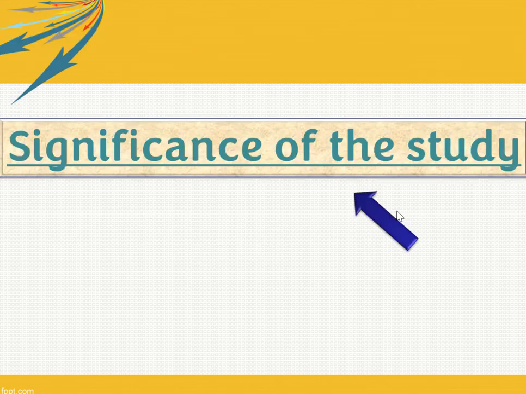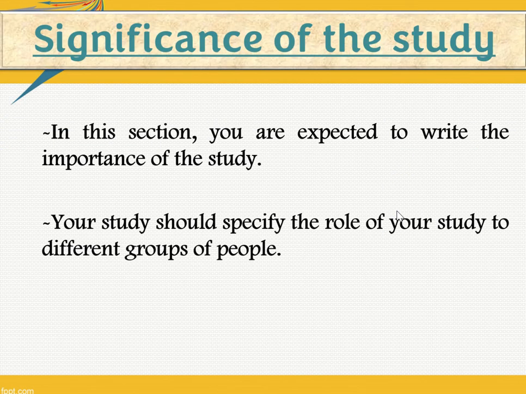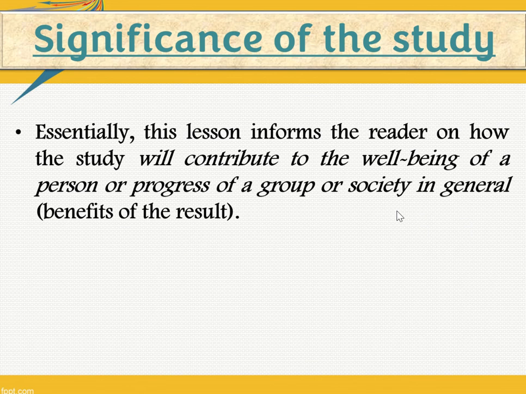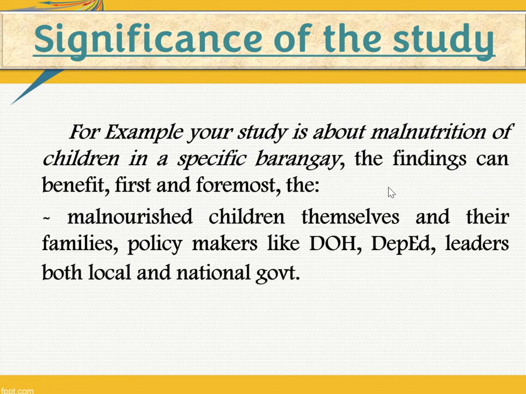So how do you write the significance of your study? So in this section, you're expected to write the importance of your study. So you should specify the role of your study to different groups of people. So this lesson, the significance of the study, informs the reader on how the study will contribute to the well-being of a person or progress of a group or society in general. So usually we use here group of people or population in our significance of the study.